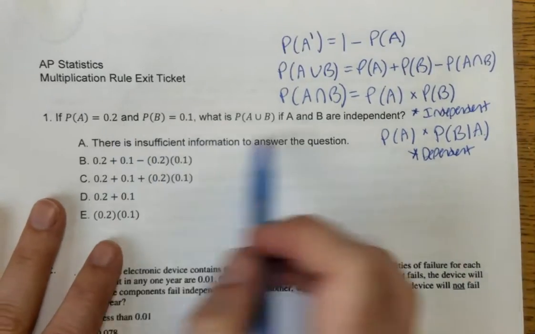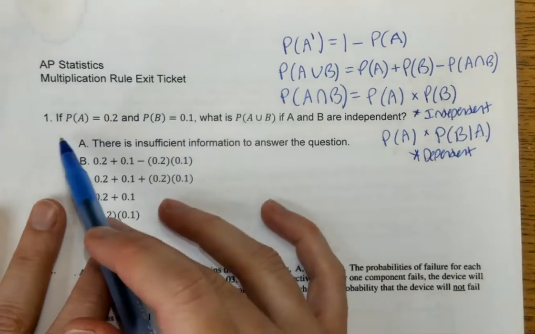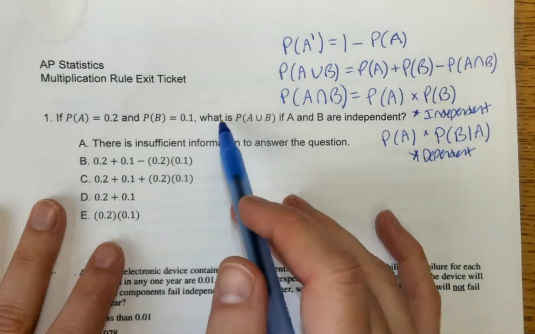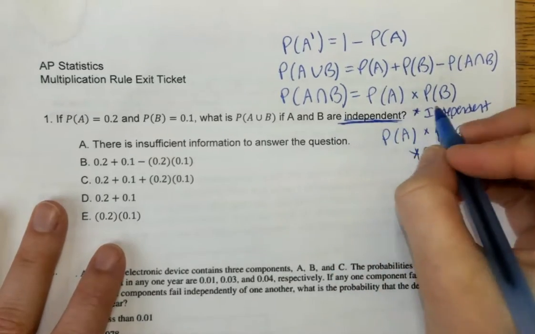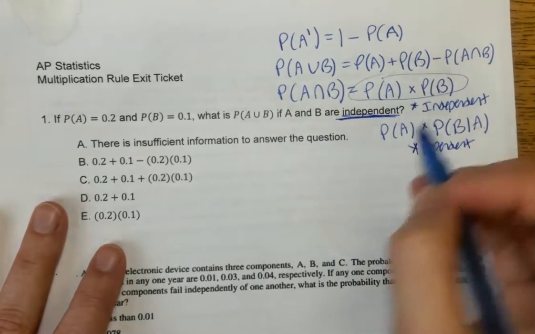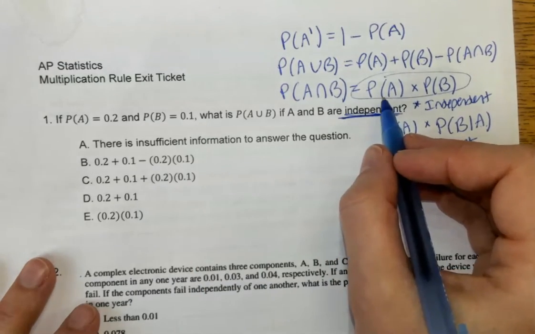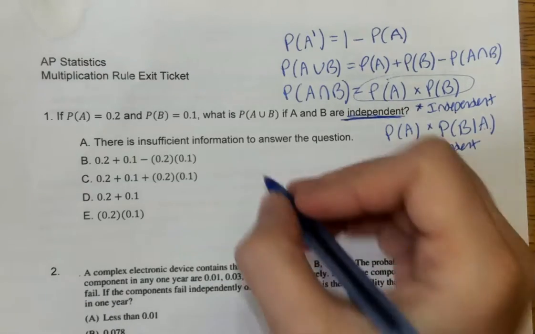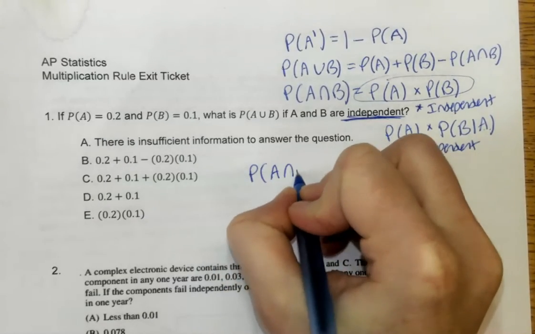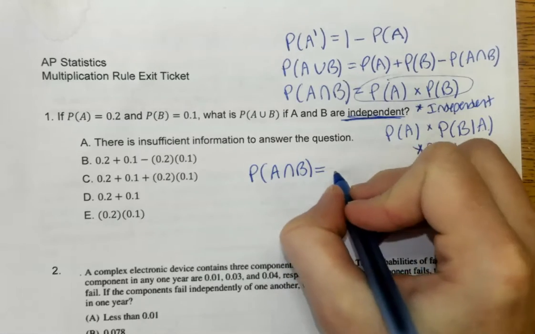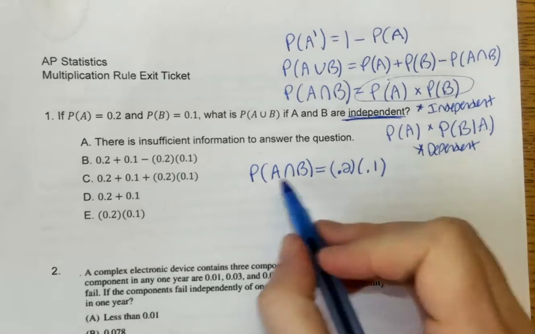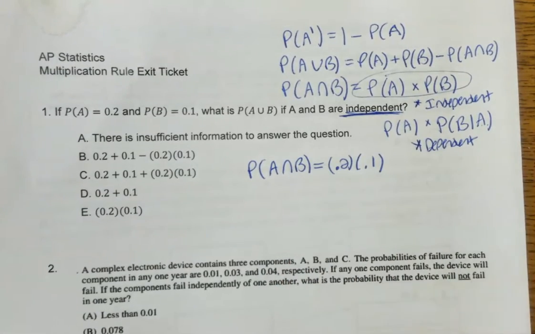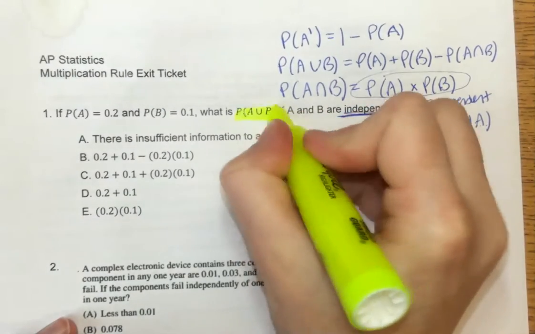Alright, so looking at this, it is obviously a formula problem because it's given us probabilities, and it asks what is A union B if A and B are independent. It tells us A and B are independent, so I know that I can use this formula right here to calculate A intersection B. The probability of A intersection B is going to equal A times B, so 0.2 times 0.1. But if we read carefully, that's not what the question is asking us. It helps us get there, but the question is asking us about the union.